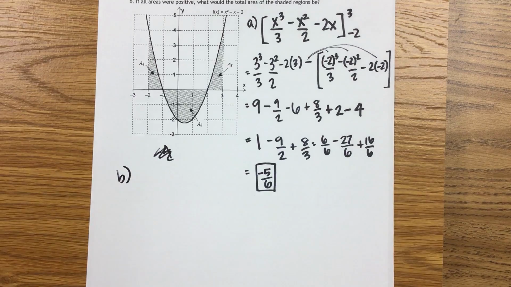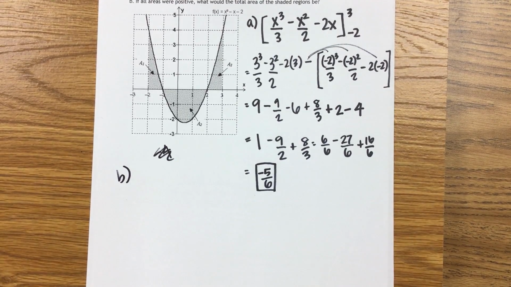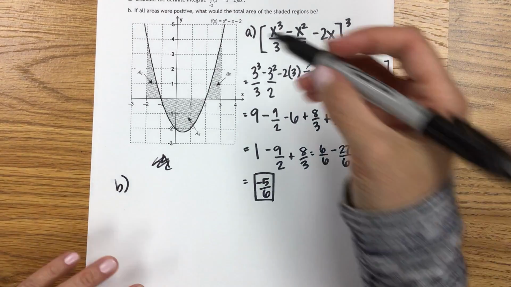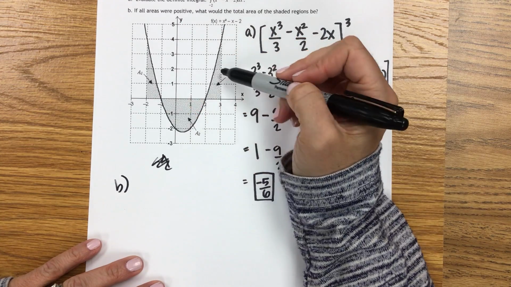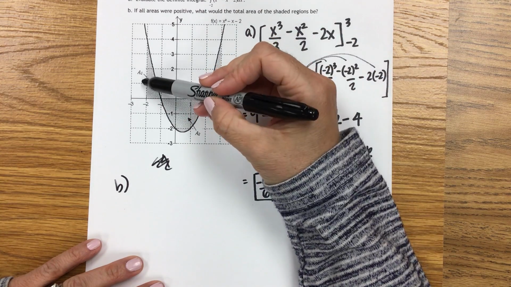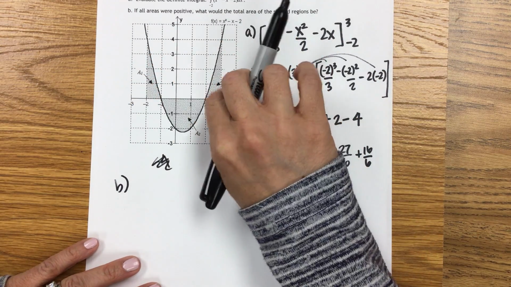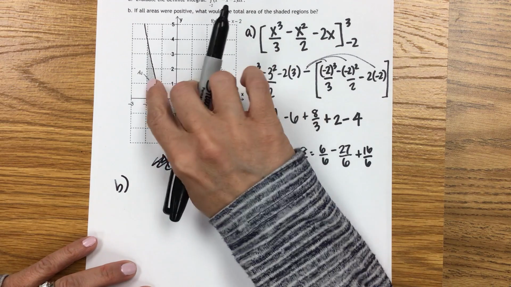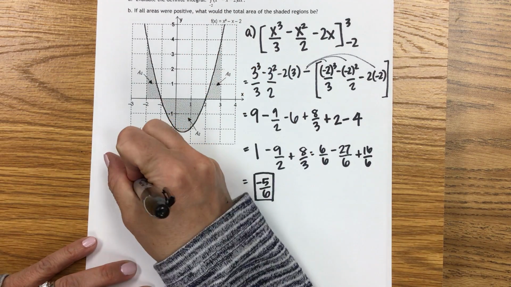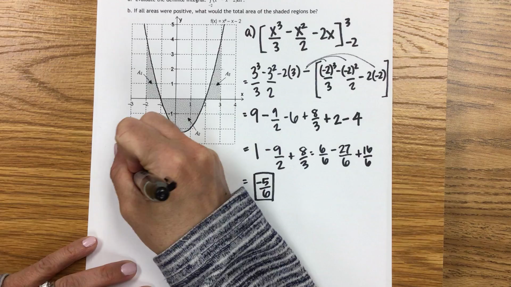And part B says, if all areas were positive, what would the total area of the regions be? So because when I did the whole thing from start to finish, it counted positive, negative, positive, and it gave me a total. If I'm going to need all the areas to be positive, I'm going to have to do them all separate. So I'm going to have to make my own integral here from -2 to -1.